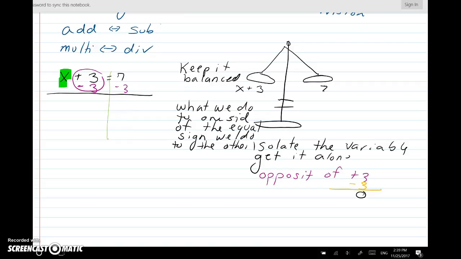The 3's cancel out or reduce to 0, so I don't have to write them. All I have left on this side is x, my equal sign, and 7 minus 3, which we all know is 4. So x equals 4. Now, again, you could have figured that out on your own, I'm sure. Let's look at another problem.